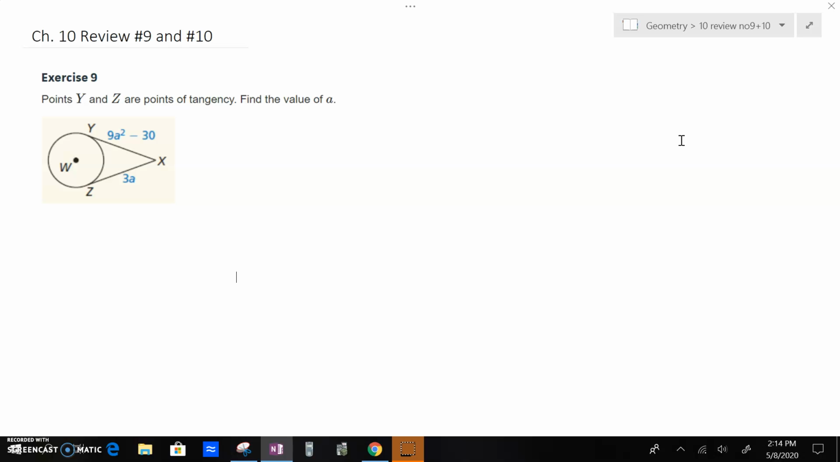So if you've got a point off of the circle and you're drawing two lines to hit at tangent points, those two are equal. So that's the geometry setup. Geometry is saying, okay, here's a true statement: 9a squared minus 30 equals 3a. And then you're wanting to solve for a.